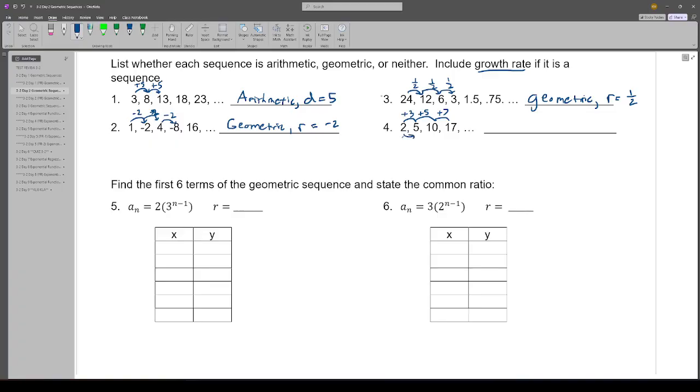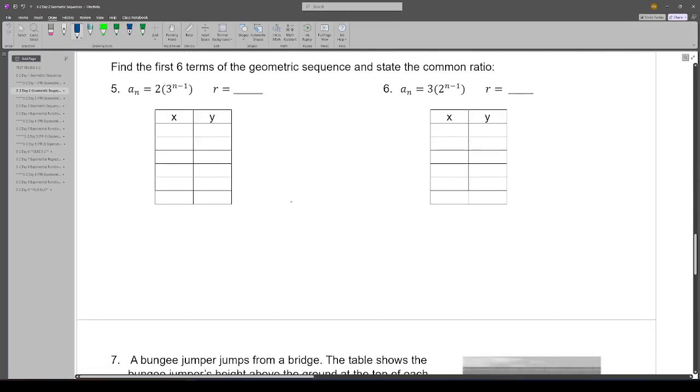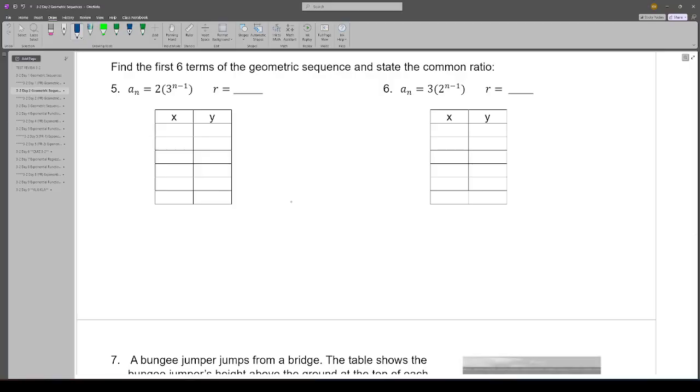If we looked at multiplication, this is times 2.5, times 2, times 1.7, right? So it's not the same either way. So this one is neither arithmetic nor geometric. Okay, first 6 terms of geometric sequence. So this one we're still doing recursively. We're not doing any explicit formulas here because we're going step by step.